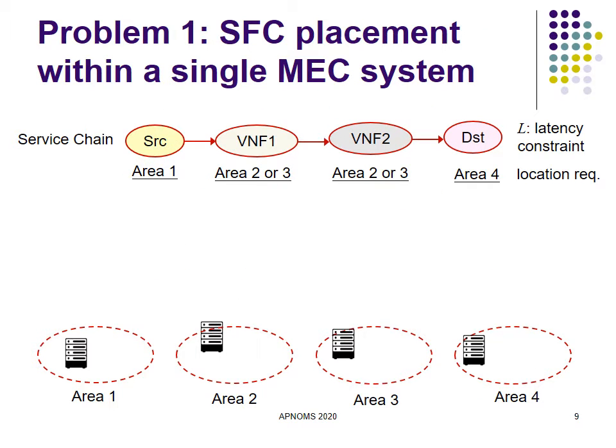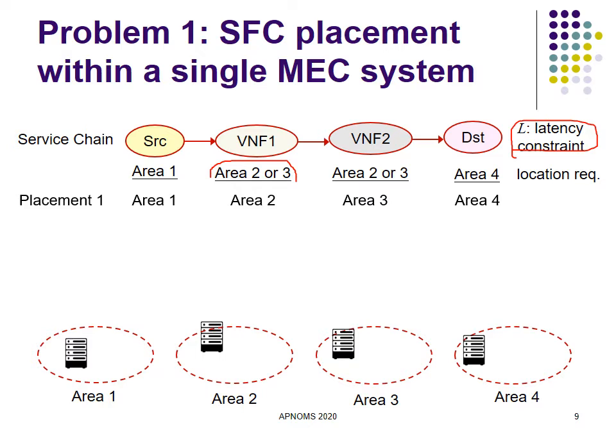At first, let's focus on the SFC placement within a single MEC system. Here we have a service chain that consists of 4 VNFs. The service chain has a latency constraint, and for each VNF, it may have a location constraint. Like this one, VNF1 could be placed in a server in area 2 or 3. For this service chain, a possible placement may be something like this.